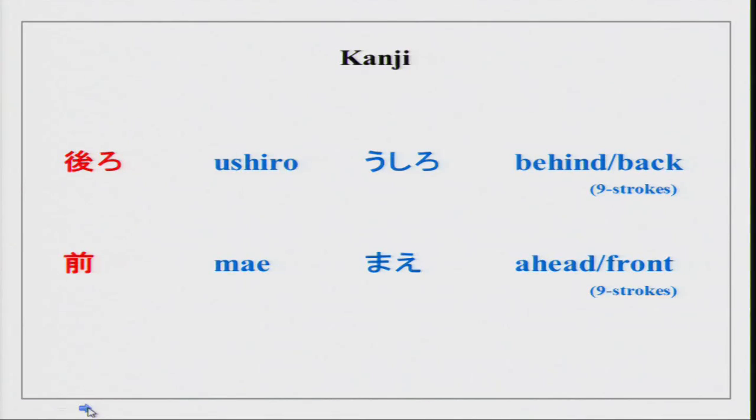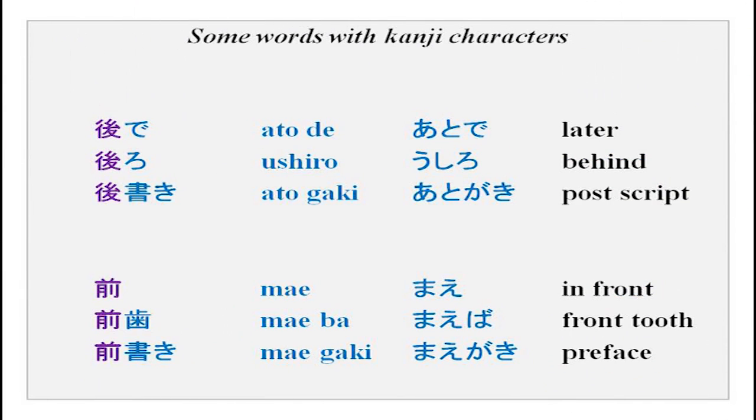So well, 2 characters for you today. A few new words with these kanji characters. You have ato de, ushiro, atogaki means a postscript, mae front, ahead, mae ba is front teeth, ba means tooth, mae kaki or mae gaki is a preface. So well, these are some new words with characters which you can learn and practice also.